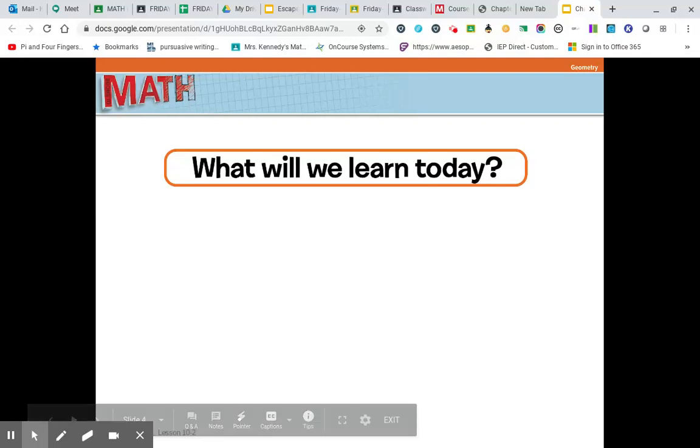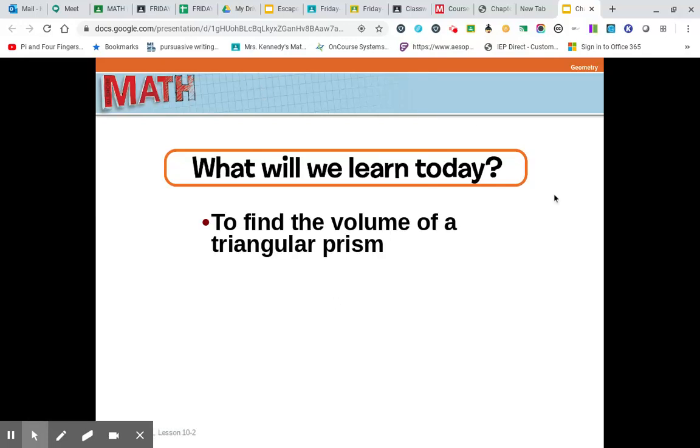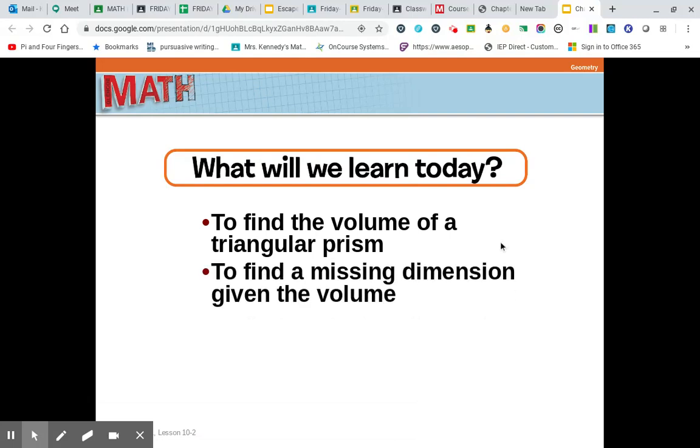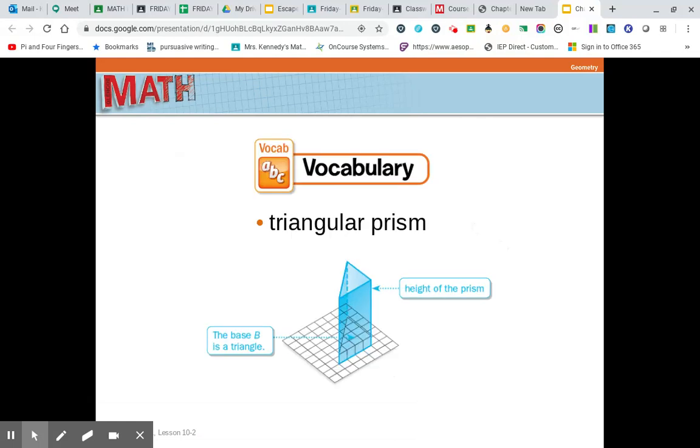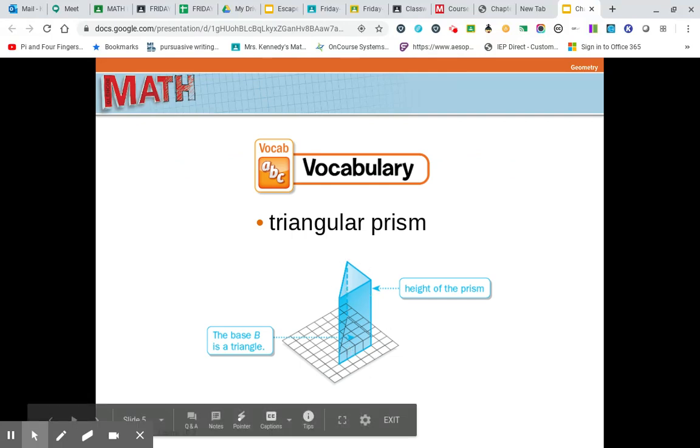Okay, so today we are going to learn about triangular prisms. Rectangular prisms were pretty simple. I hope you guys got the hang of them by now. A triangular prism has a triangle base on each side. All right.